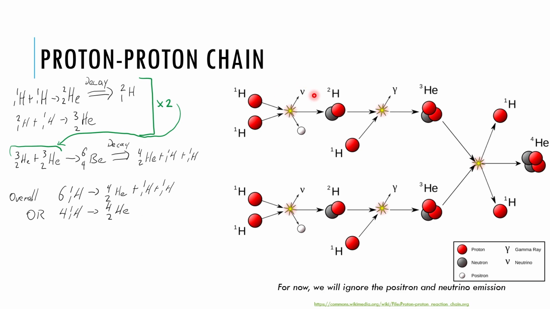Note too that in the diagram, you're going to see the production of particles like this. The Greek letter nu here is what we call a neutrino, and the white particles are known as positrons. In a few lessons' time, we're going to be breaking down and introducing these particles, but for the moment, we're going to ignore them.